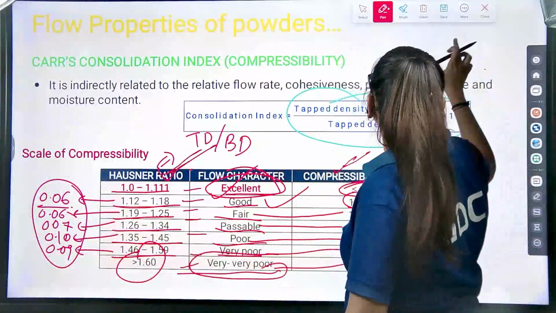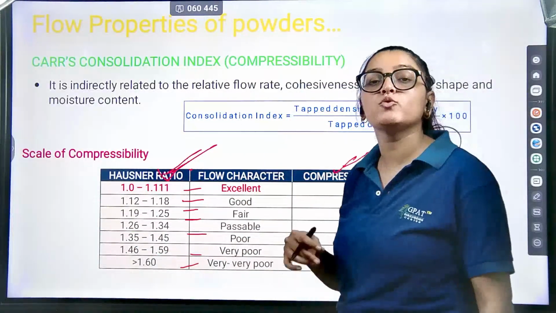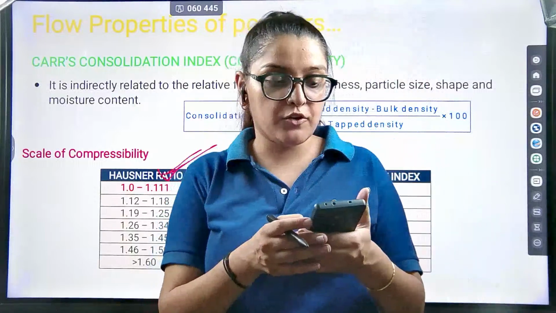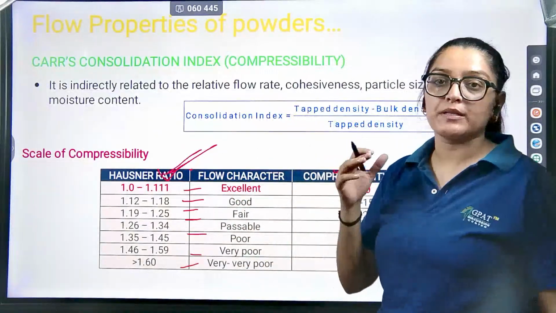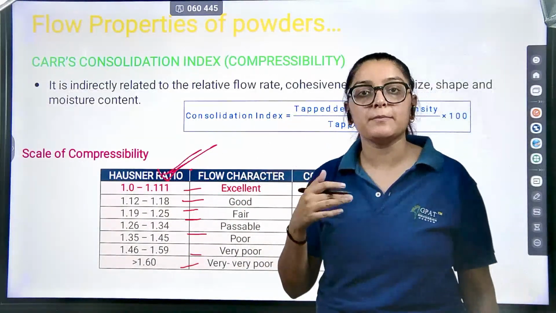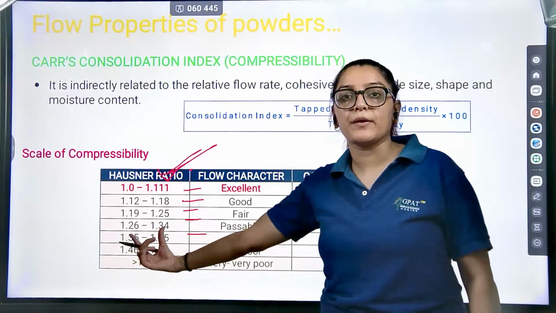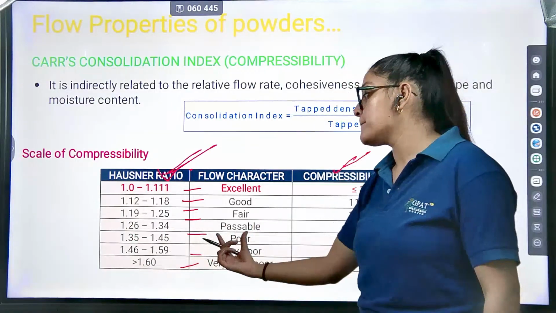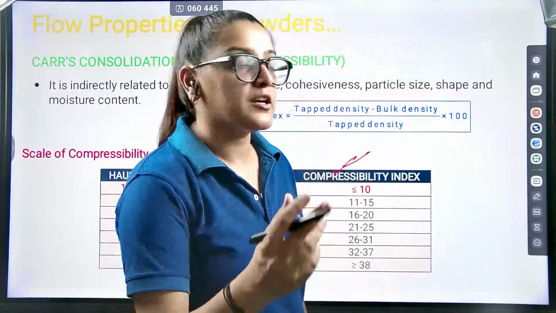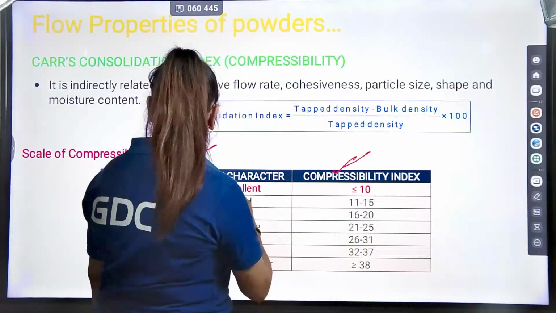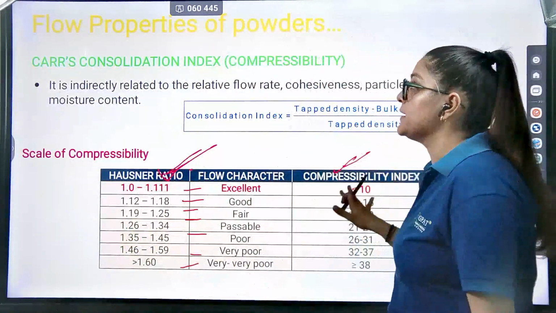So you can get an idea. Suppose the value of the Hausner ratio is given to be 1.27. Tell me what is going to be the type of flow. Poor, good, passable, excellent? So 1.27 falls in the range of 1.26 to 1.34. It will offer the passable flow. Let's suppose I give you the value of Carr's index as 15. What will be the powder flow? So 15 will come under the good flow character. Okay, so that's how direct questions can be asked.